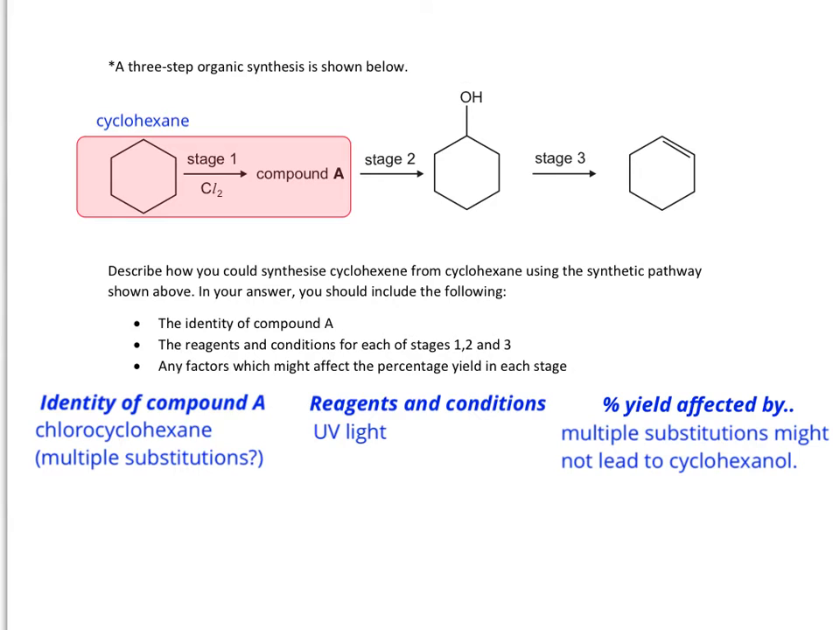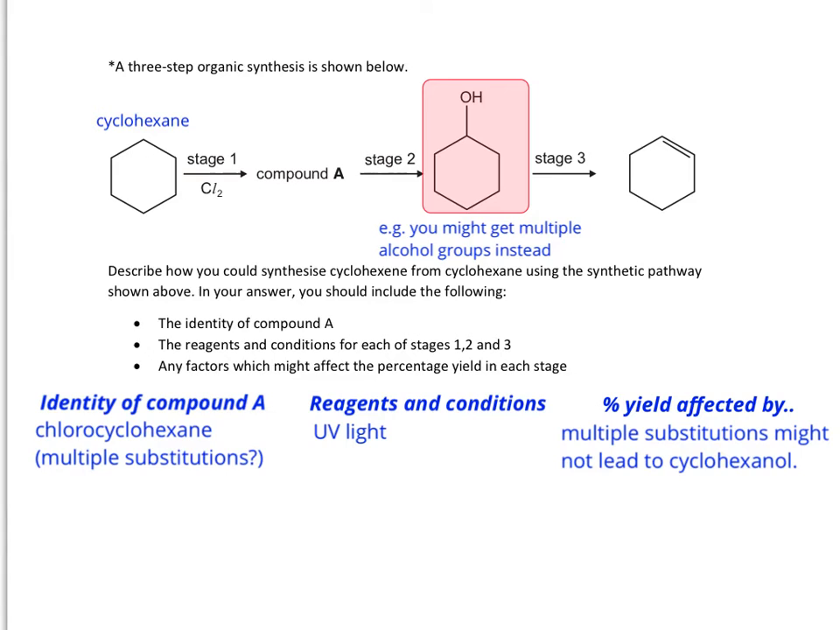Now like we said a moment ago, you could possibly get multiple substitutions. If you get multiple substitutions, then you're not going to get the compound that's in the product of stage 2. And that means you might get multiple alcohol groups instead. So you could get cyclohexane 1,2-diol, or cyclohexane 1,4-diol, or 1,2,3-triol, for example. So bearing in mind that the structure you're given only has one alcohol group, you have to be careful not to assume that you're automatically going to get a single chlorine that's substituted in stage 1.